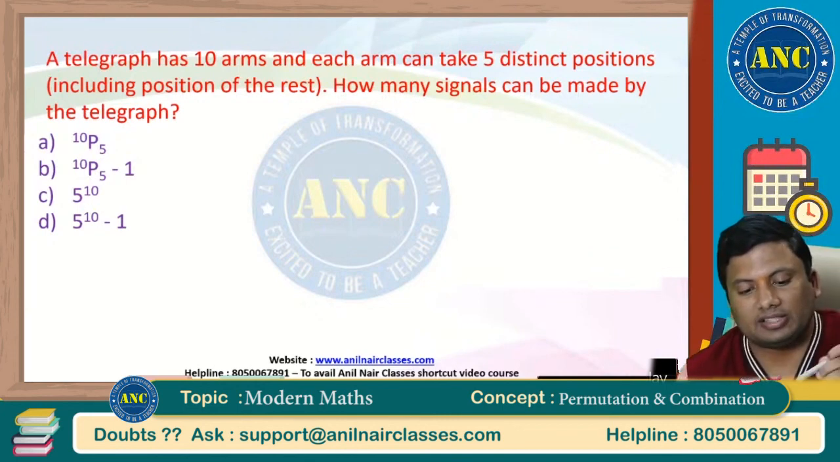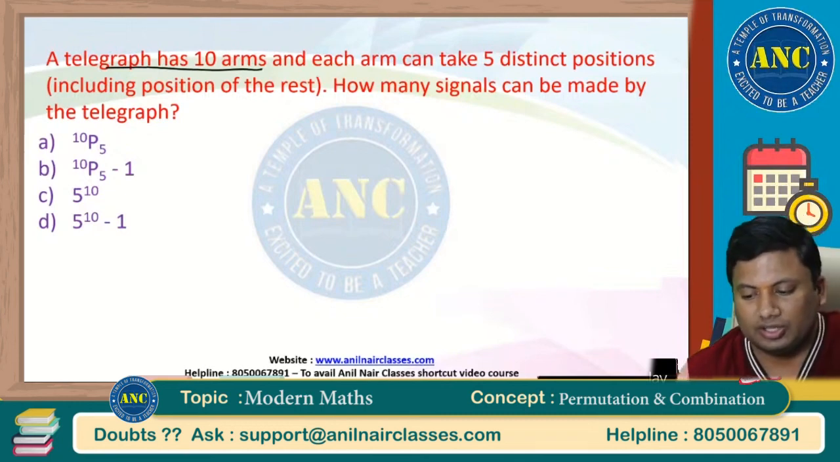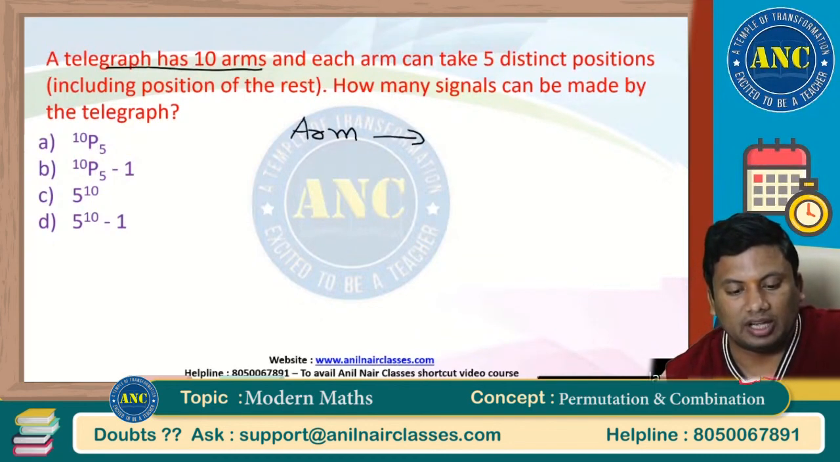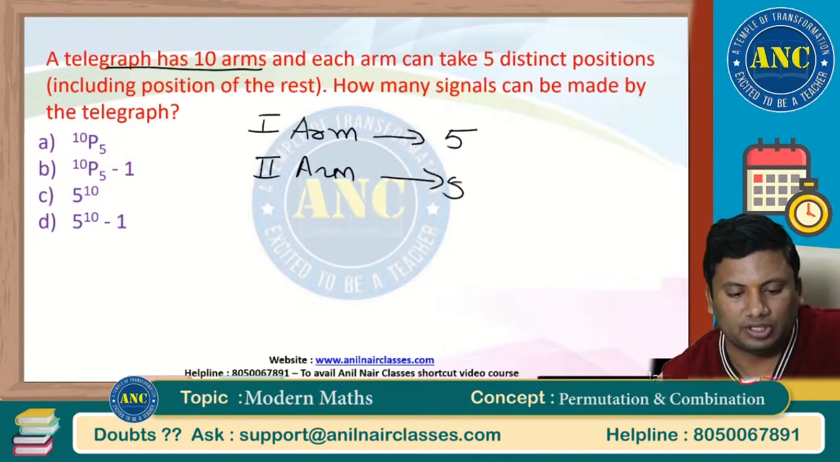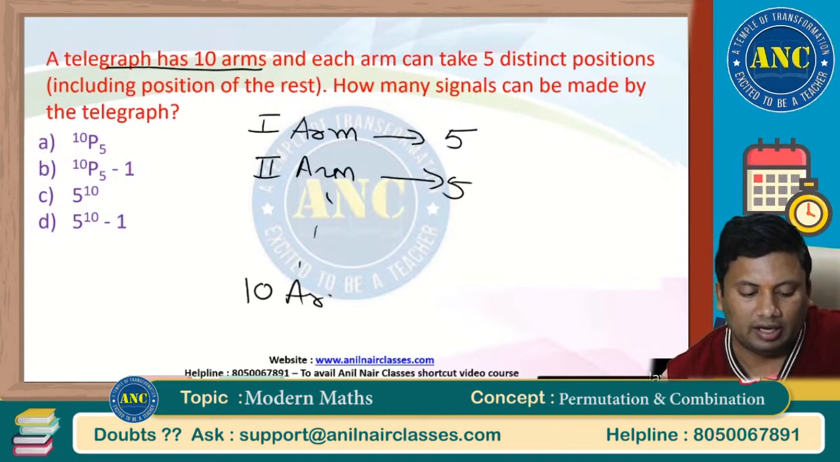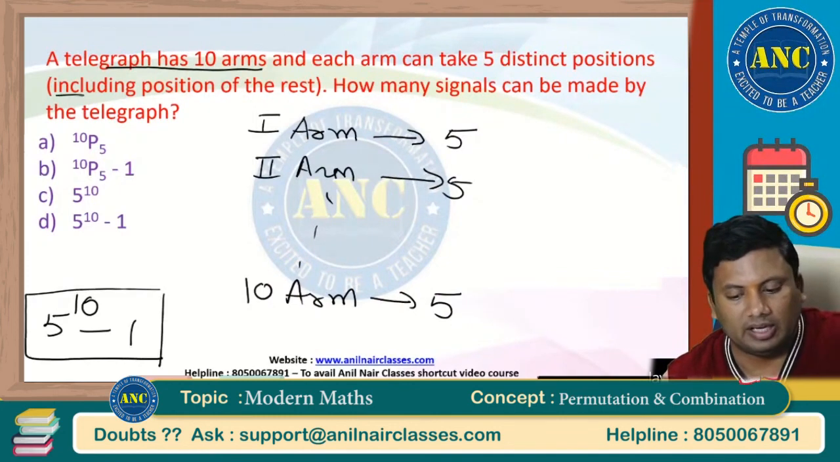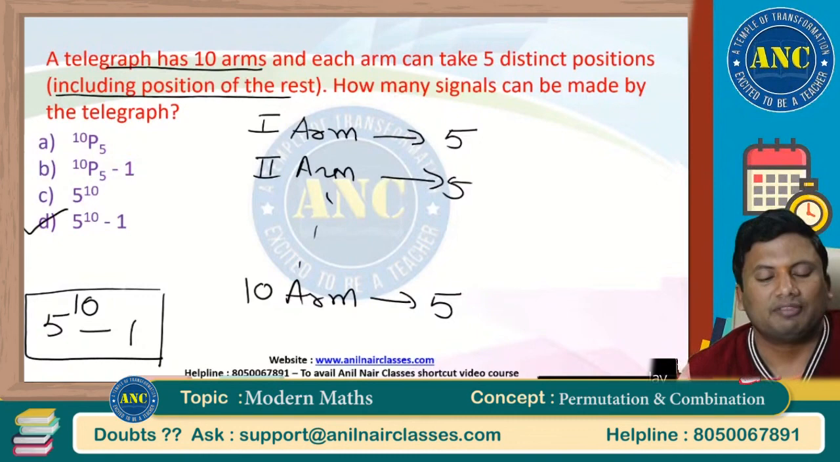A telegraph has 10 arms. Each arm can take 5 distinct positions. Total 10 arms are there. So the first arm can take any of the 5 positions. Second arm can take any of the 5 positions. 10th arm can take any of the 5 positions. So total it is 5 power 10. But there is a position where all of them are at rest, included in this count. So answer is 5 power 10 minus 1.